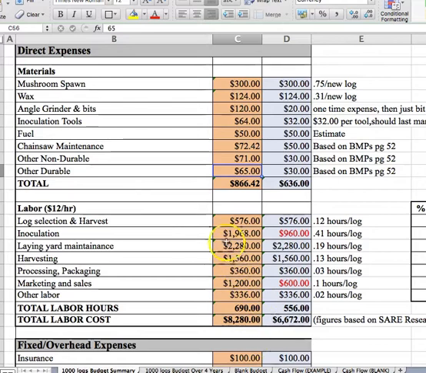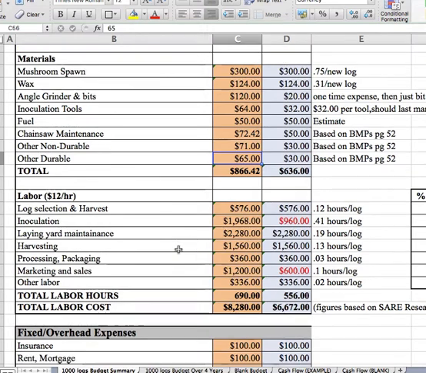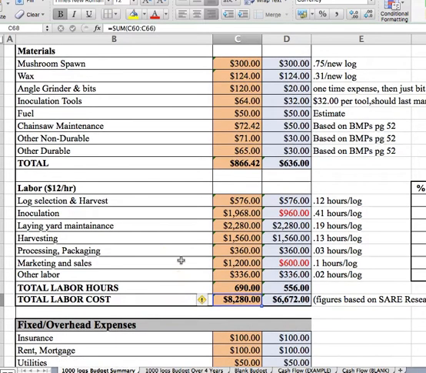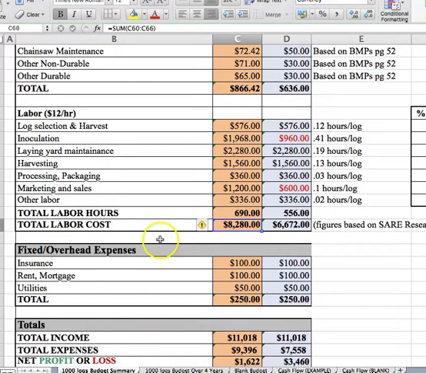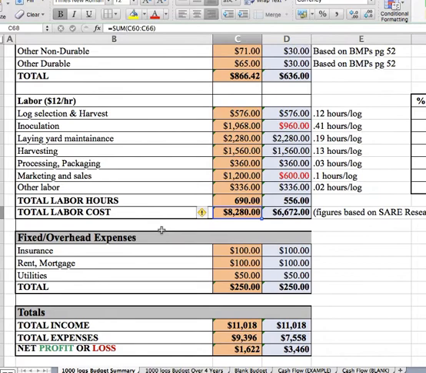So all these things in the labor are going to be affected by the numbers you ultimately choose at the top for the total number of logs in production and also the logs you're going to newly inoculate every year. So to give you a sense of the total labor hours as well as the cost for that labor if you were valuing it at $12 an hour. All right, and then you can also put your fixed or overhead expenses if you want to devote anything to that, and then you'll eventually get your income and expenses.